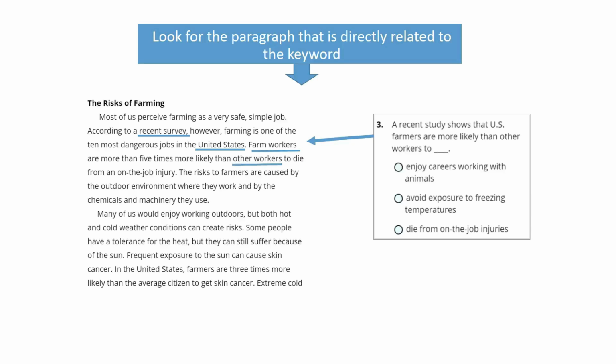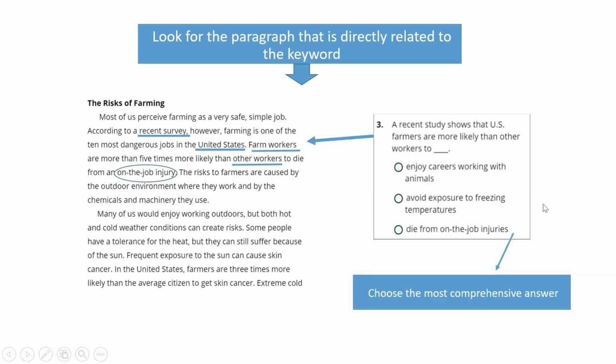And it mentions a comparison with other workers, and we have other workers in the question. And we have here on the job injury. And in the choices here, you see we have on the job injuries. So this shows us that this paragraph, without a doubt, is the paragraph we're looking for. We just have to now look for the correct answer to fill in this space from the 3 choices.